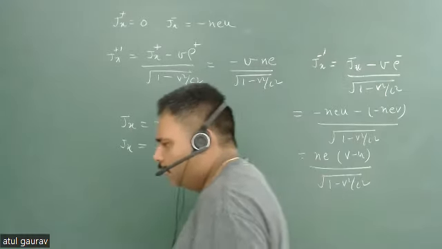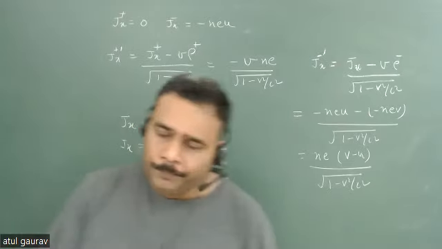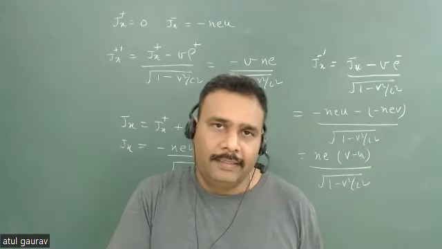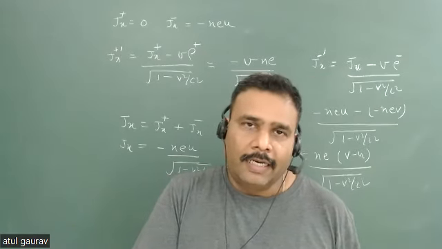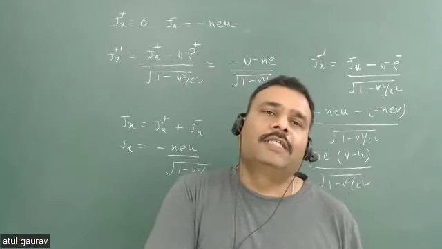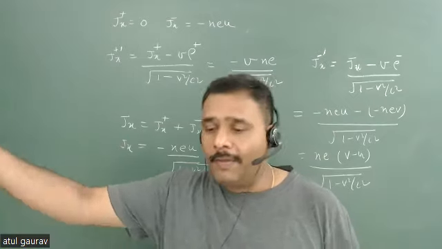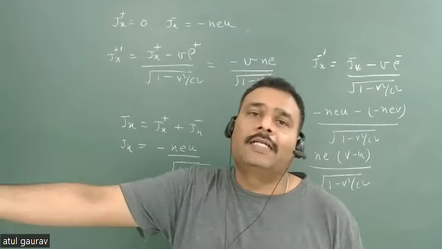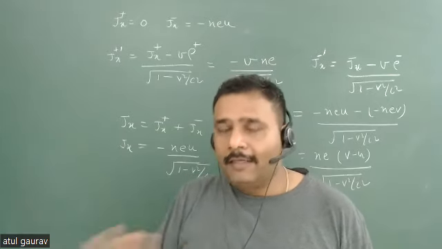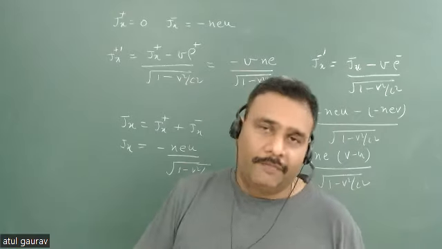Okay, now if you understand this thing, then obviously you can see that if from one particular frame you have only charge density and there is not any current density, then it may be possible that from another frame there is charge density as well as current density, and for that you will have different electric field and magnetic field from two different frames.